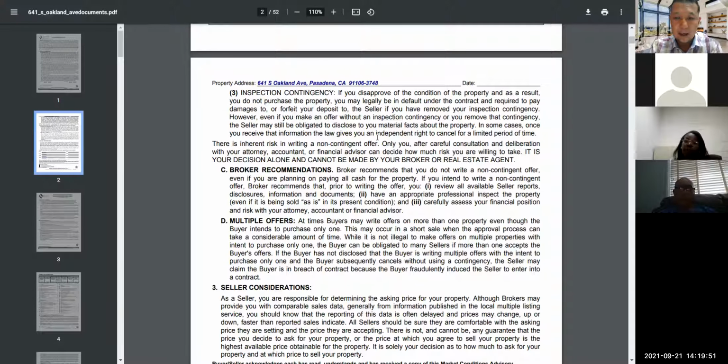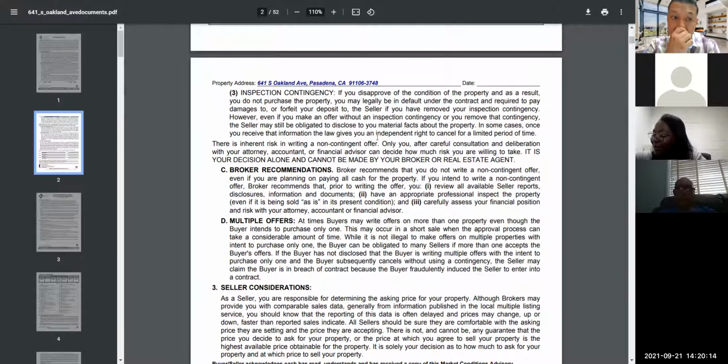And therefore, if they choose to write a non-contingent offer, we can follow their instruction, but that's acting against our advice. I'd still rather have a 5, 7, 10-day inspection period just to give me that time to get a home inspector out there and give me some bullet points of where there are defects that I'm going to have to fix.